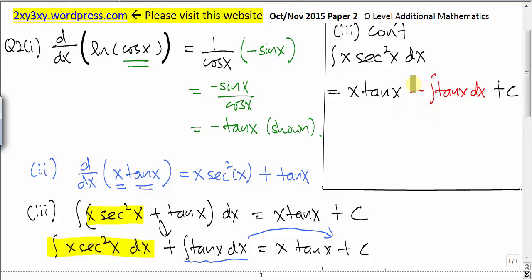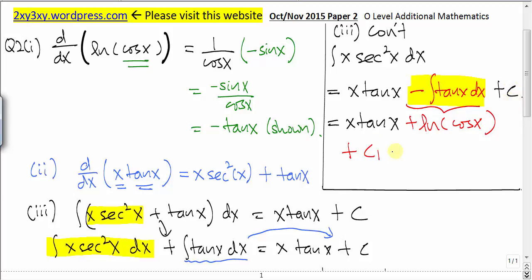Now we have to resolve this integration. We know that from part 1, differentiate ln cosine x will give us a negative tangent x. So integrate a negative tangent x can give us back a ln cosine x. So here the result is plus ln cosine x plus another constant. In order not to confuse this constant here with the constant previously, I'll call this constant here c1. This previous constant I'm going to copy down.